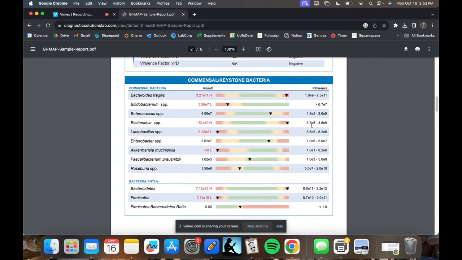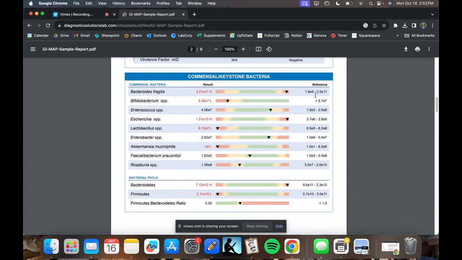All right, moving on. The next section here is commensal bacteria. So this is your microbiome. This is what we really think about when we're talking about the microbiome. These are beneficial bacteria that we want to be present at adequate levels, but also not too high of levels, because it can cause symptoms and things like SIBO.